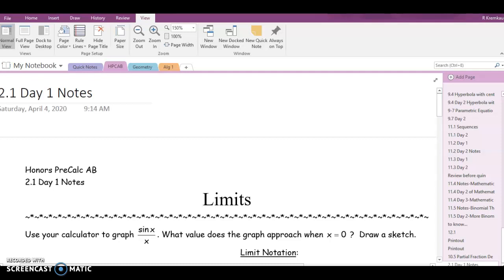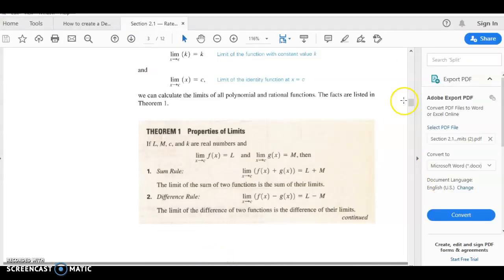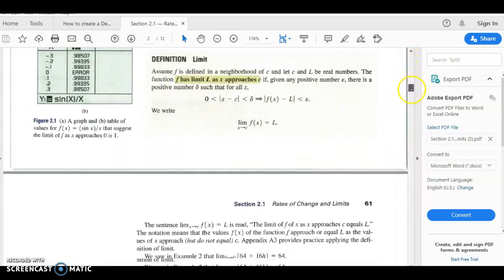Hello, Pre-Calc. Today we are going to be starting Chapter 2 in the calculus book. You do not have a calculus book, but I will be posting it. You really don't necessarily need the book. We've made all the assignments into worksheets, but just to have on hand, I do have Chapter 2 from the calculus book as a PDF.